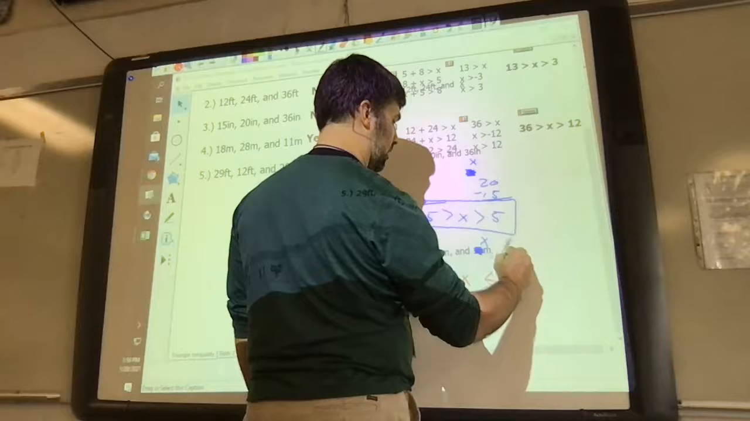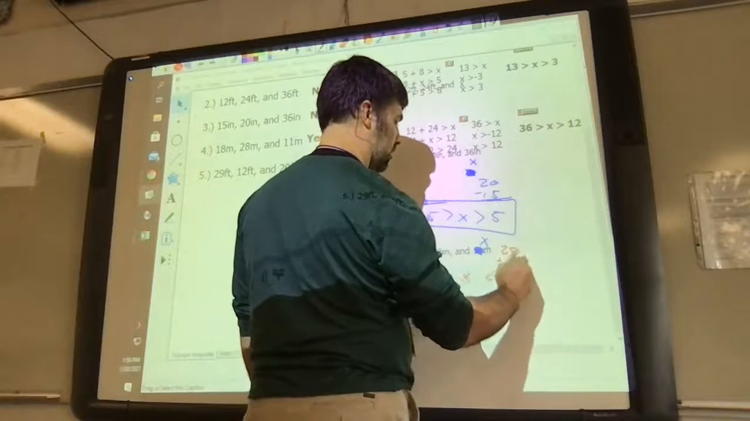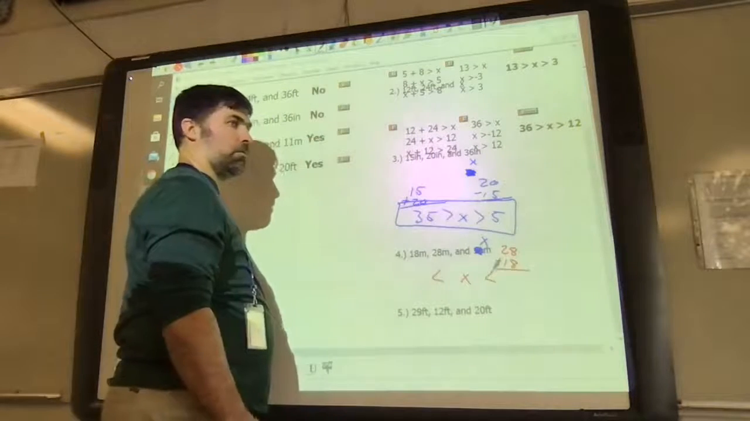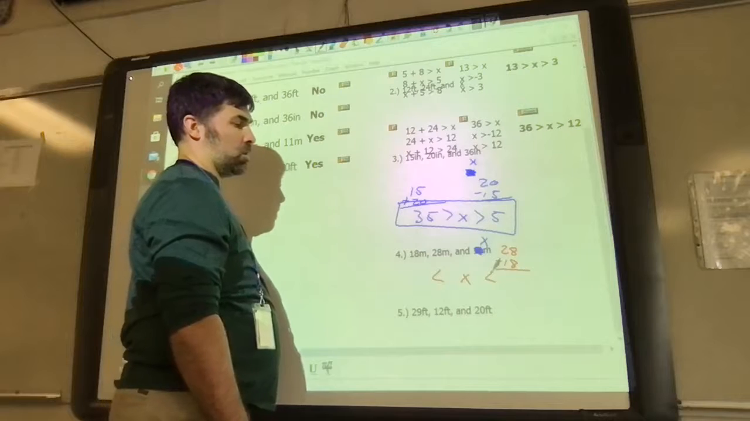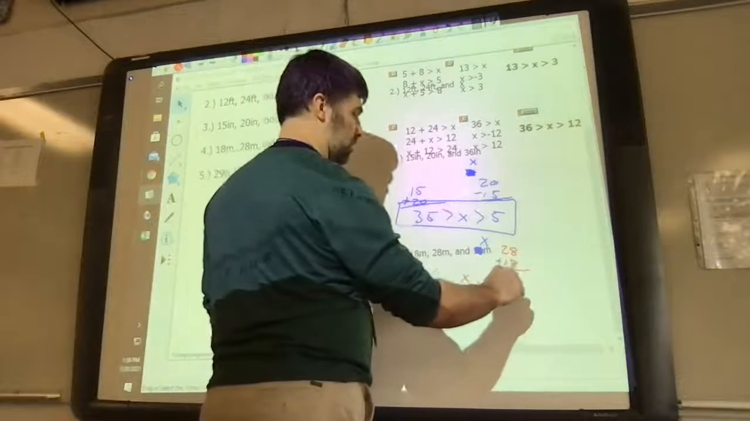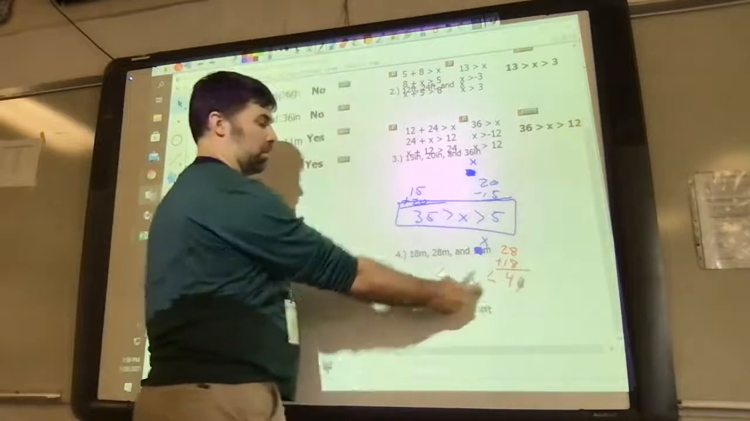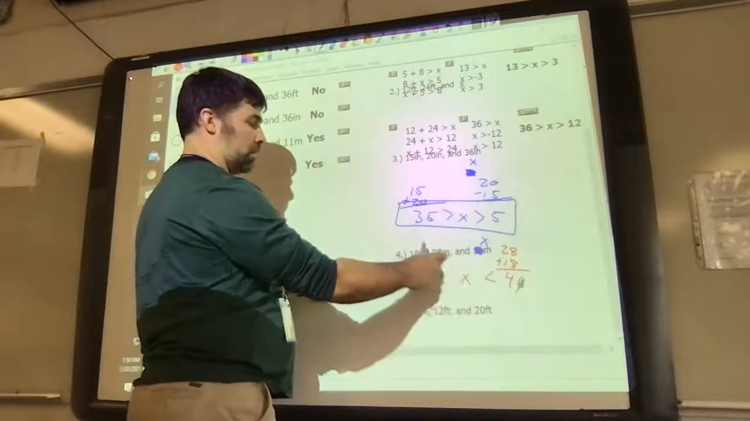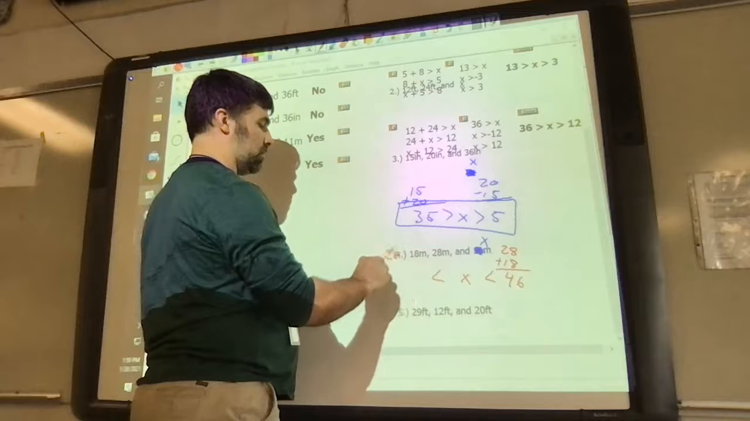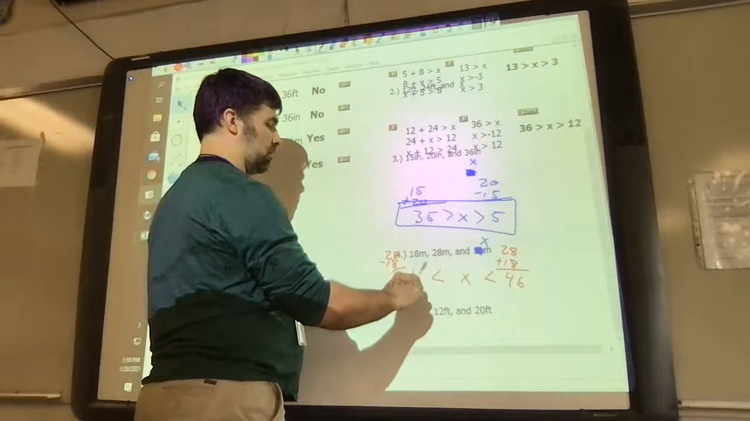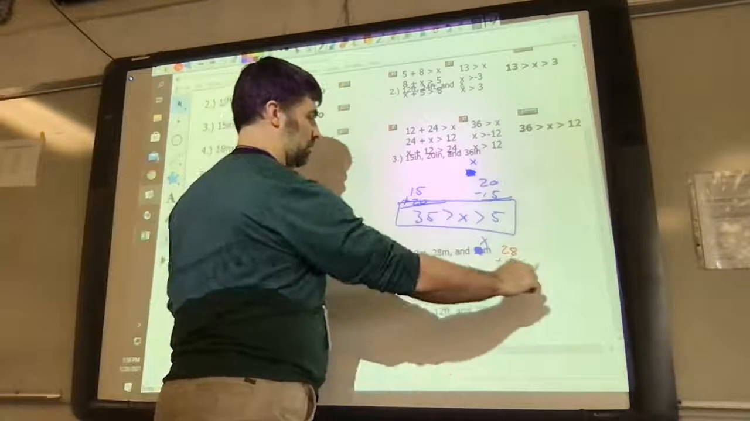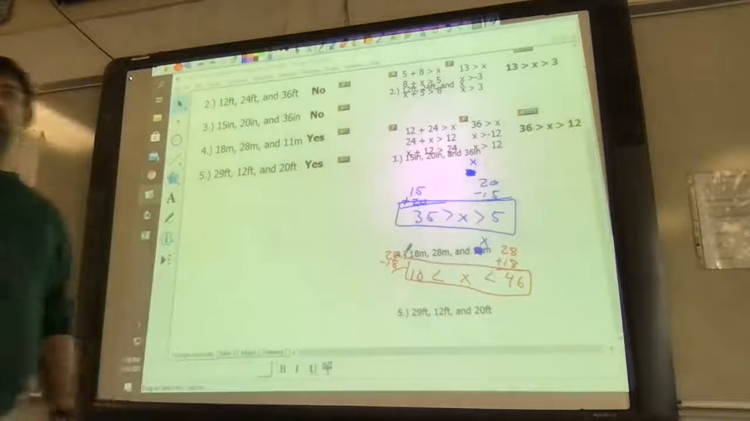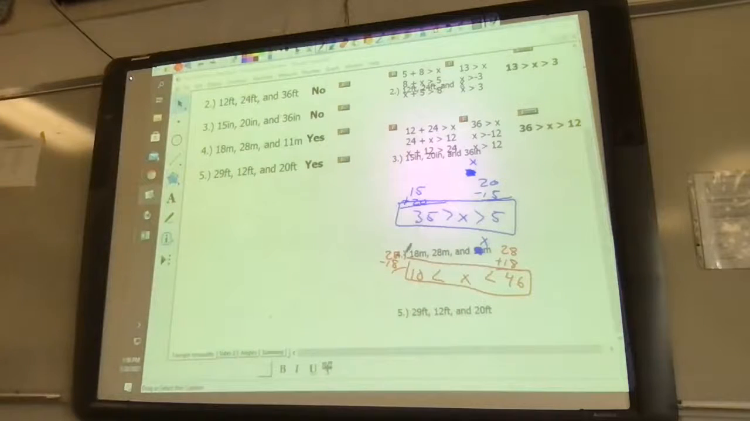So what's 18 plus 28 or 28 plus 18? 46. All right, so it's got to be less than 46, right? We're just switching signs, so we switch sides. And then I subtract them, 28 minus 18, 10. And this is your inequality statement. Quick shortcut. Okay?